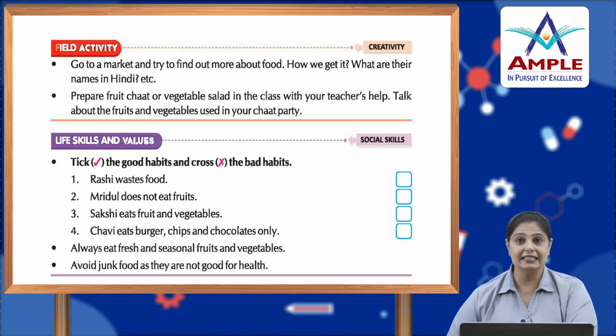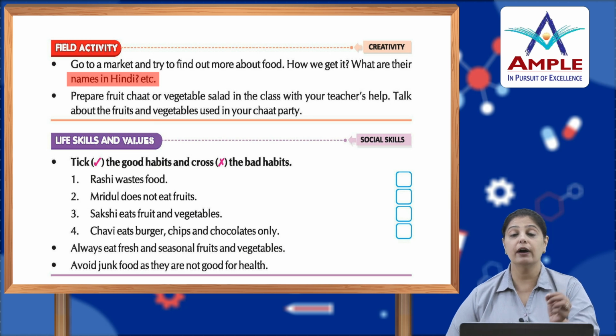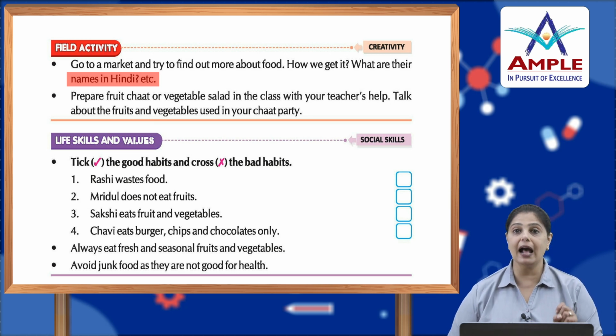Next, field activity. You have to go to a market and try to find out more about food. Okay, how we get it. What are their names in Hindi? So, you have to go to the market. You can go with your parents. Okay, and now try to find more information about how the food comes to the market. Okay, how we get it. And then you have to write the names of those different items.